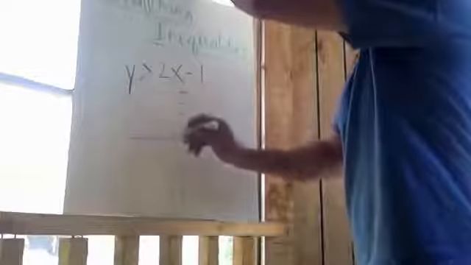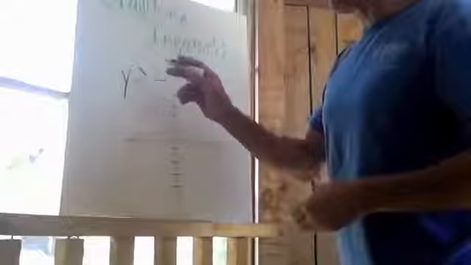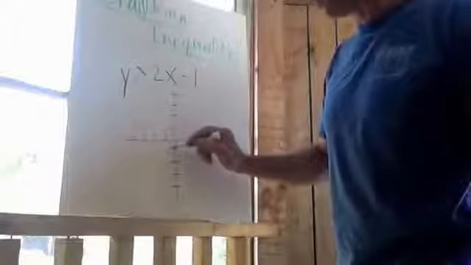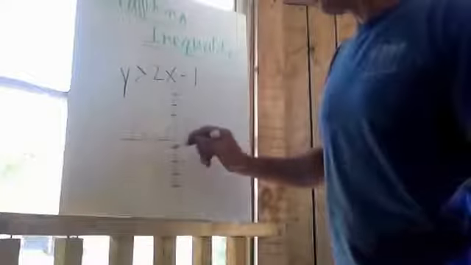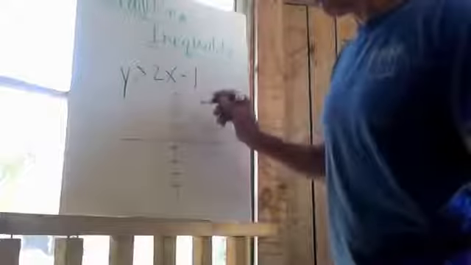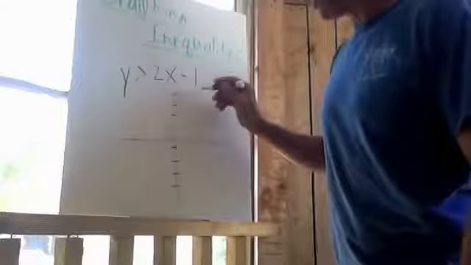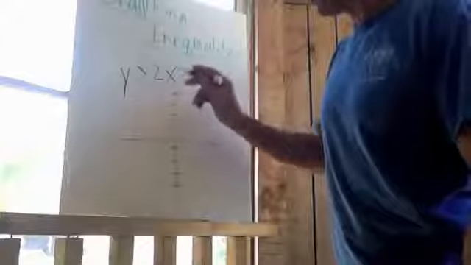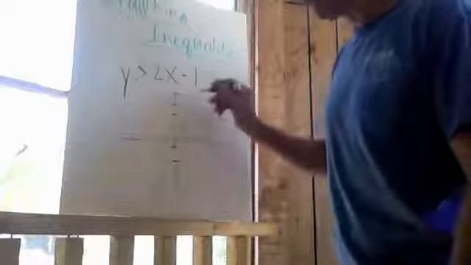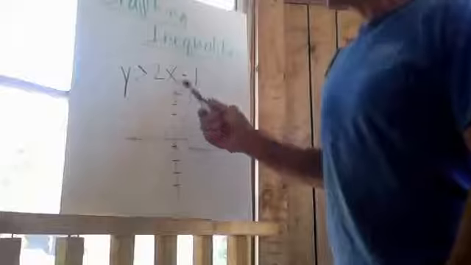So do a little graph here. If it was y equals 2x minus 1, you know that the y-intercept is negative 1. Put a dot there. You know that the slope is 2. So I'm going to go up 2 and to the right 1, or up 4 and to the right 2, or down 2 and to the left 1. Any of those are going to give you a line through there like that.